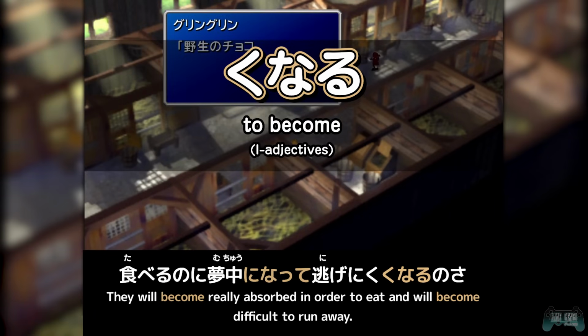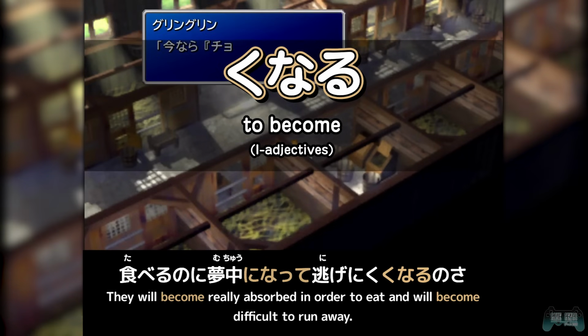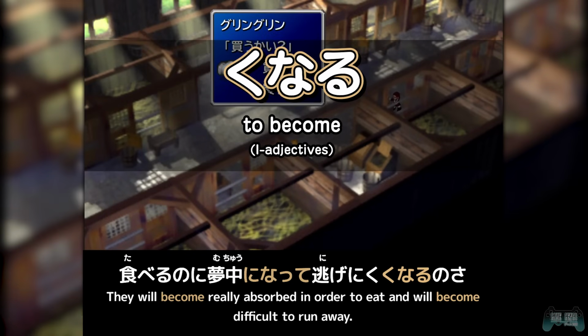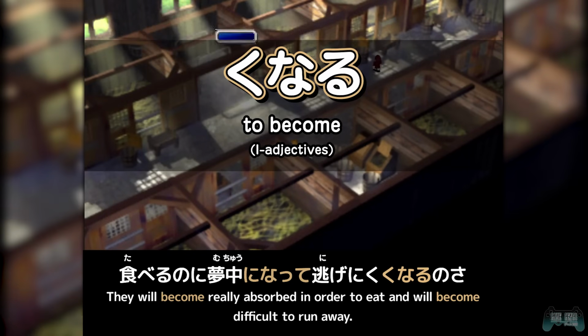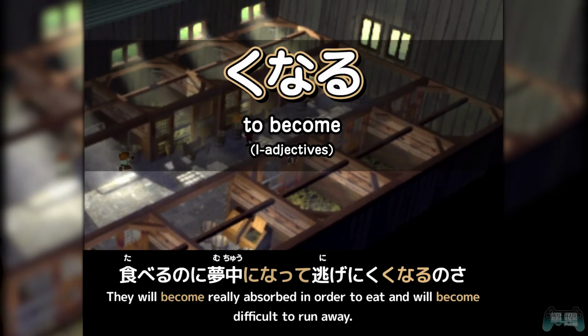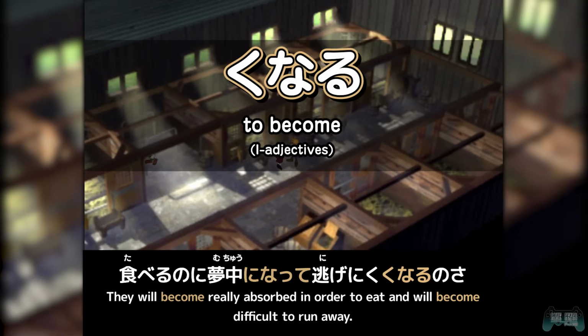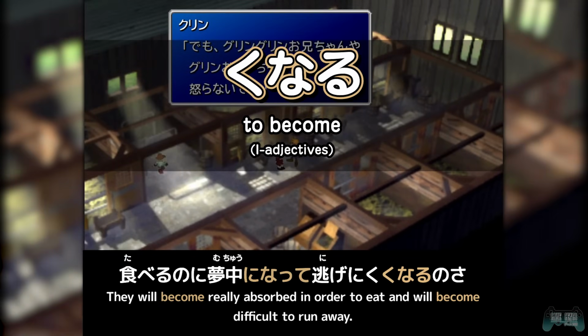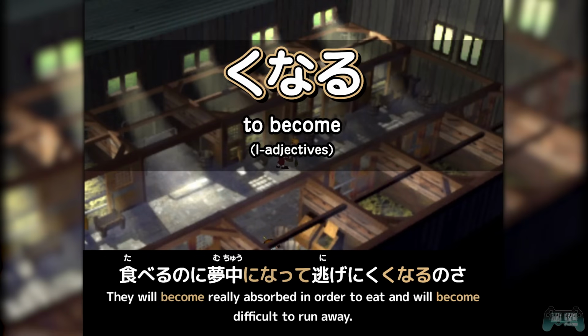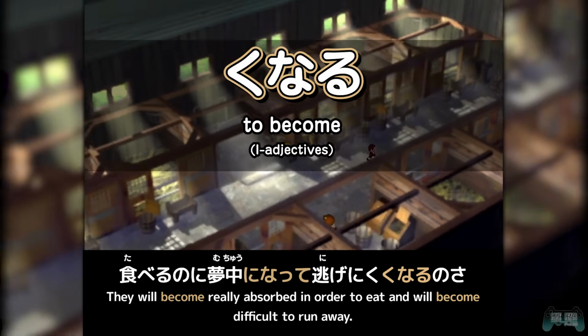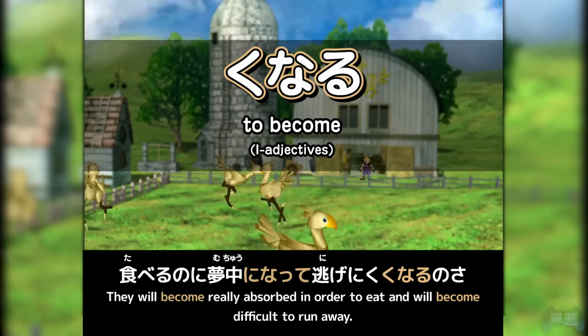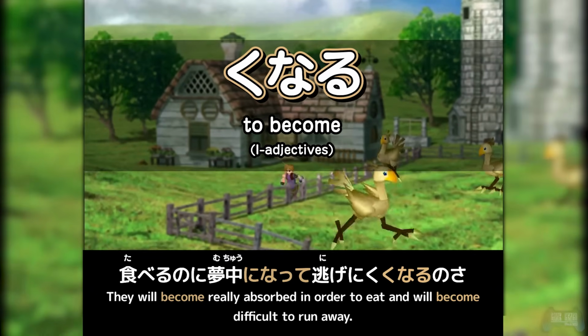Nikui is an e adjective, which means difficult to do something, and so becoming difficult to run away would be nige nikuku naru. So you can see that both the noun and na adjective way of conjugating this is by adding ni naru to nouns and na adjectives, and for e adjectives, turning the adjective into ku naru. So for example, oishii, delicious, oishiku naru.